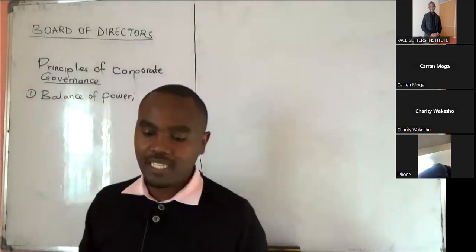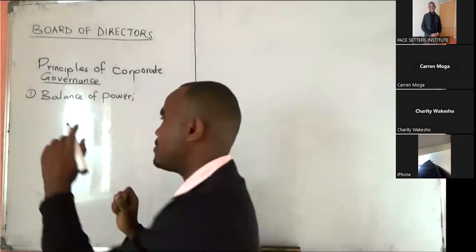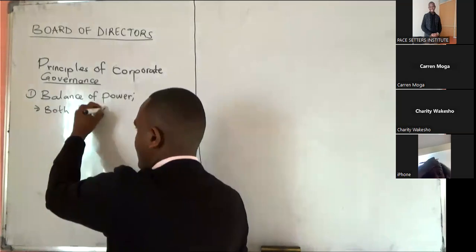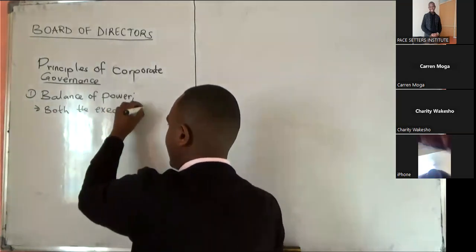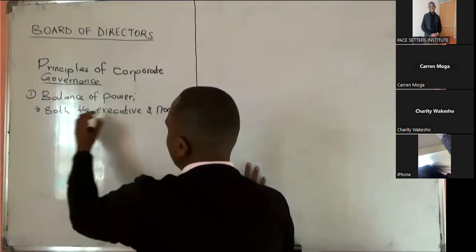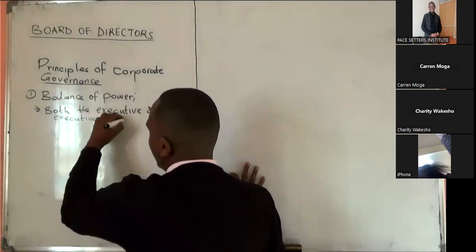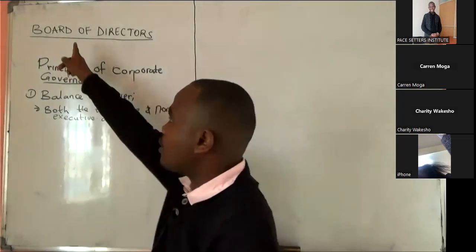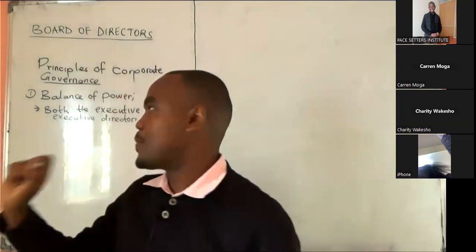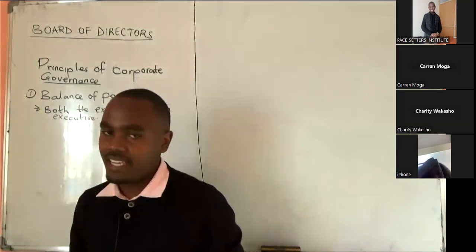What does the principle of balance of power tell us? That the composition of the board of directors should consist of both executive and non-executive directors. That is one of the things that we will be checking on the composition. When we talk of the composition of the board of directors of a company, we must check whether that board consists of both executive and non-executive directors.